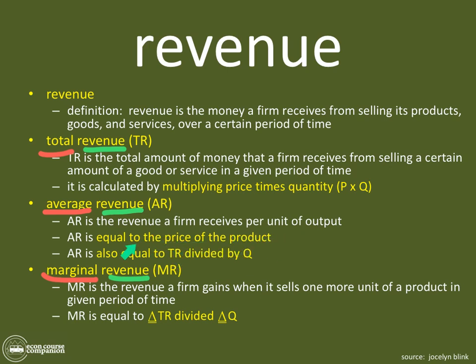Remember that. Marginal revenue, remember, margin is one more thing of something. So what is the revenue a firm gains when it sells one more unit of product in a given period of time? It's the change in total revenue divided by the change in quantity. Or you can just figure out how much more you made per product and add it to the total revenue. So that's the language. You need that language before we even go forward, and I think that's pretty straightforward. So let's take a look at the next slide.